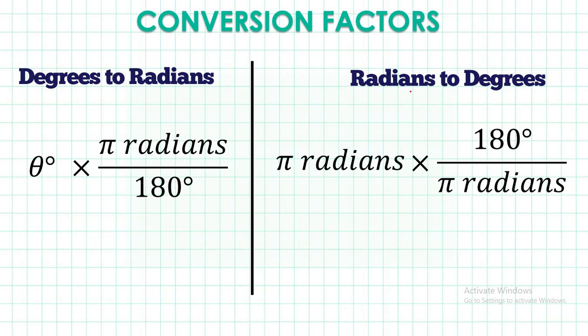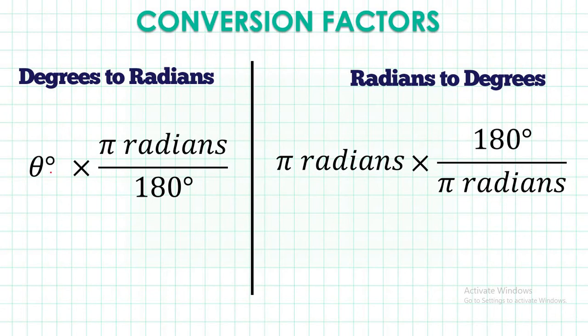If you want to convert radians to degrees, we will get the inverse of that conversion factor. Therefore, if you are given an angle with a unit of measurement of pi radians, to convert it to degrees, you simply need to multiply it by 180 degrees all over pi radians.